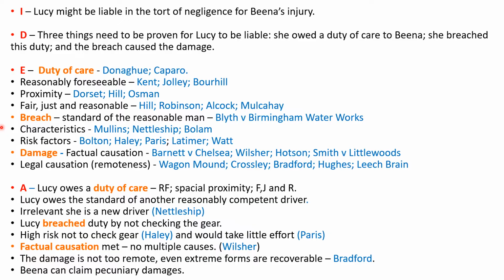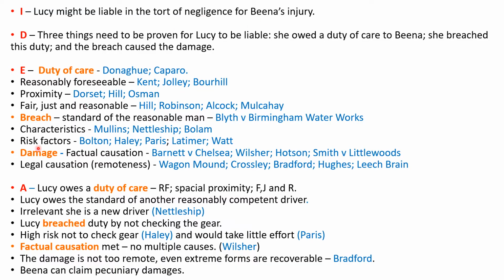In terms of breach, you're talking about whether it can be said that your defendant has breached the standard of the reasonable man, which comes from Blyth v Birmingham Waterworks. And your character's often going to argue, well, I've not been doing it very long, I'm a learner, I should owe less of a standard than an experienced person. But of course, you're going to be applying the case of Nettleship v Weston on that.